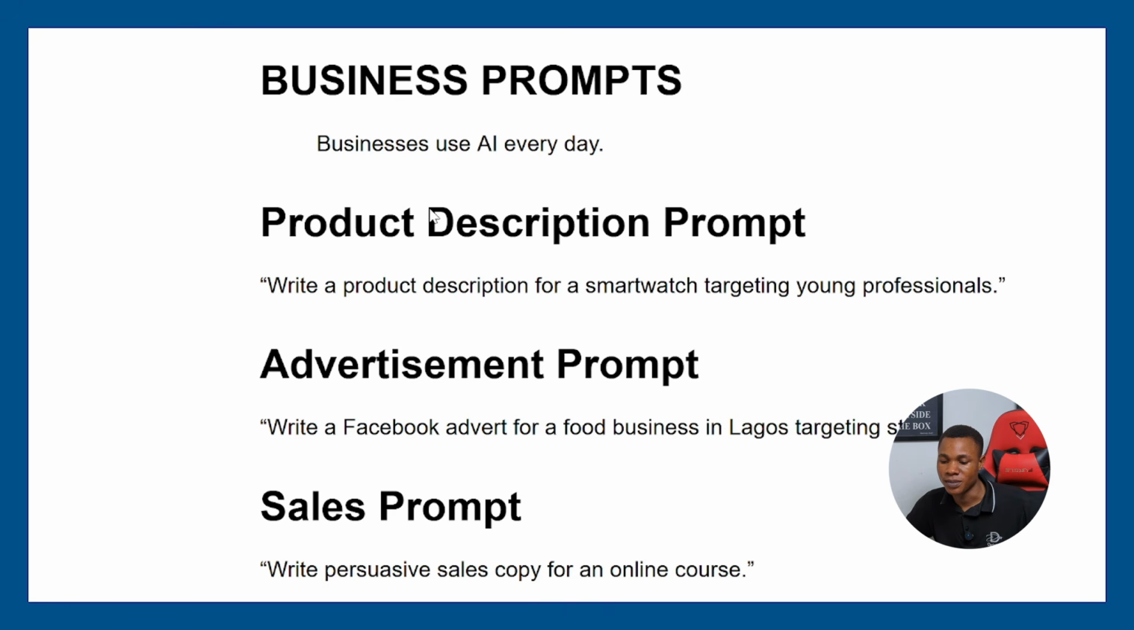Business prompts, product description. You can use it to write product descriptions to describe your product. You can use it to advertise. You can use it to sell. That's why I said upload your product there. Let's say you snap this phone and upload it to ChatGPT. ChatGPT can actually see this phone and know everything about this phone. Like, this is ITEL, I don't even know the name. ITEL did this and it can write the product description for this.